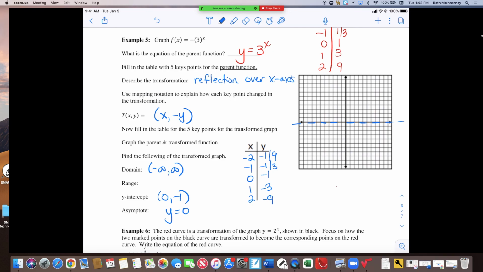Then here's 2, -9. 1, -3. 0, -1. So notice, I'm going to fill in my range now. The range is going down to negative infinity. So I'm going to say the range is negative infinity to 0, but not touching the 0.